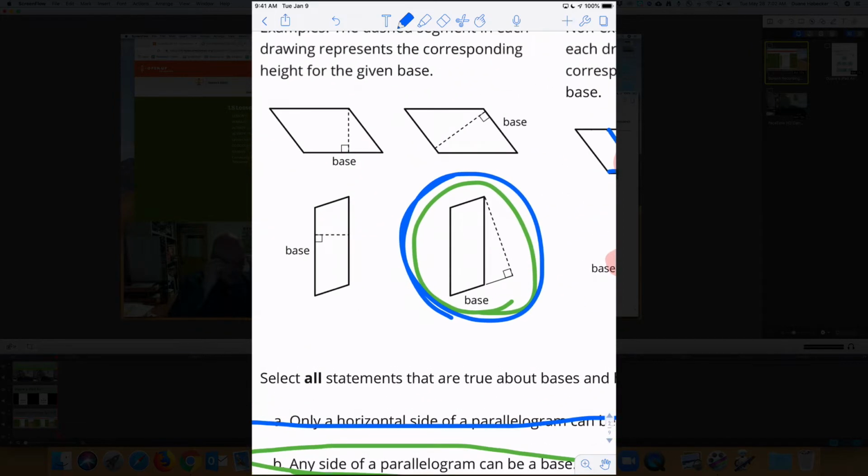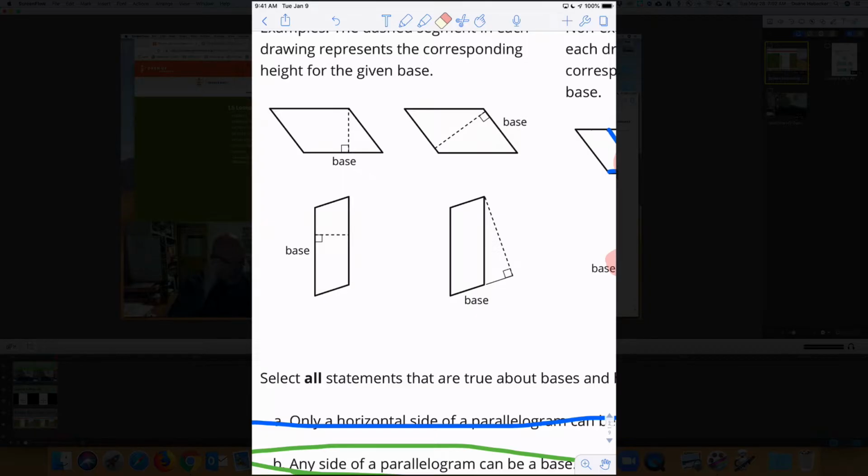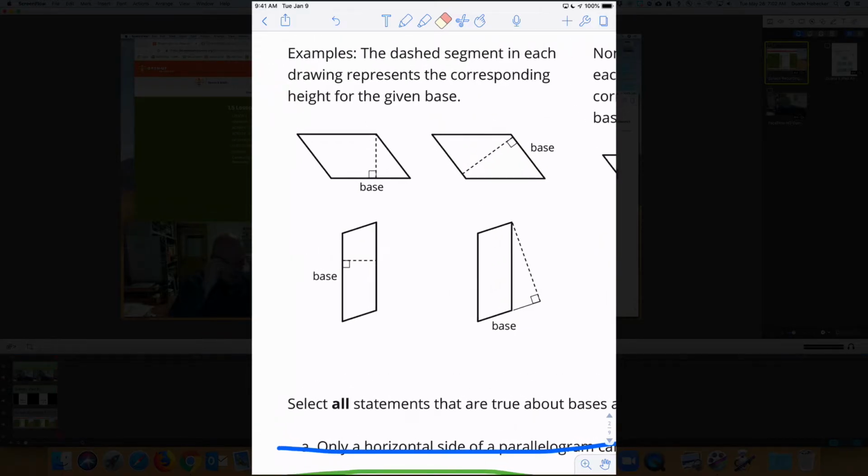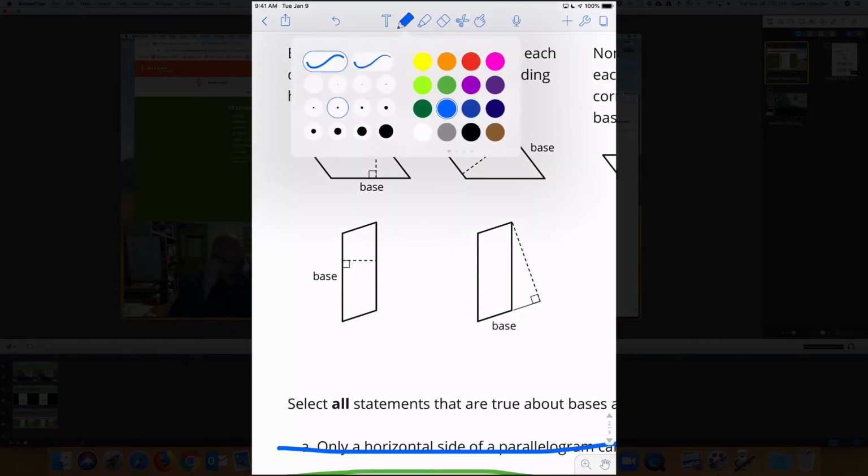And here's the deal. The way you could identify your base and your height, right? First off, your bases have to be parallel. And then secondly, that height has to be perpendicular to both bases.